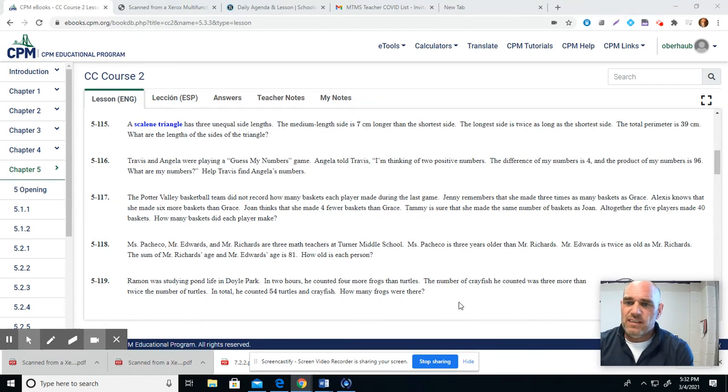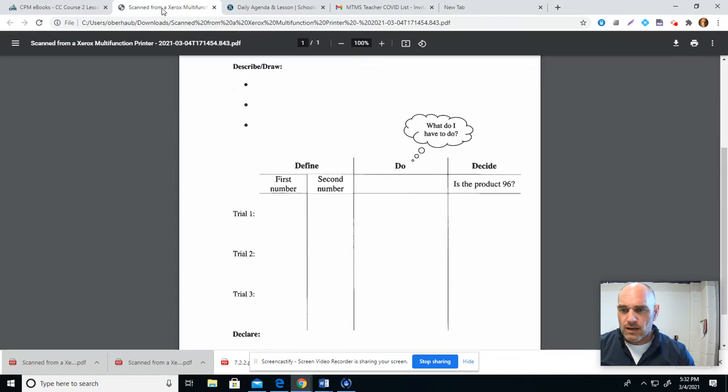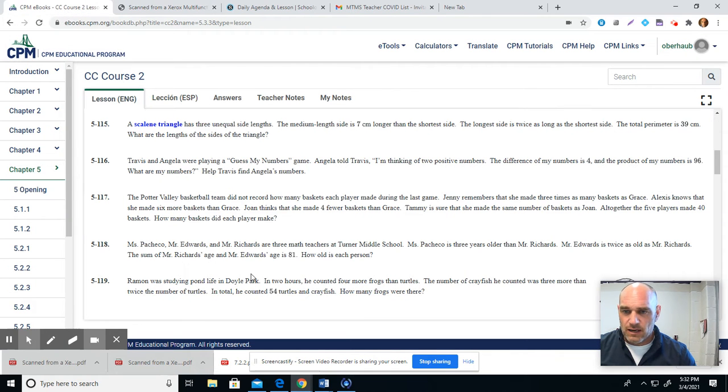All right, question 116. Travis and Angela are playing a guess my numbers game, and Angela told Travis something of two positive numbers. The difference of my numbers is 4, so difference means to subtract, and the product of my numbers is 96. So I've got to multiply the two numbers together to get 96. What are my numbers? All right, so in order to do this, we are going to use our 5D process.